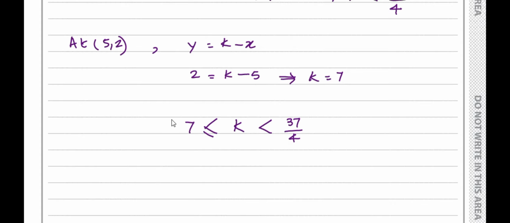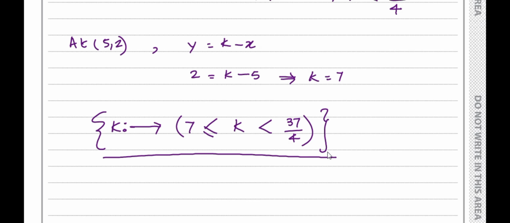Okay. So in order to put this in set notation, what we do is start that curly bracket, then put k, put two dots like this and put an arrow, and then put this inside a bracket and complete it. So that's it. That's the last part of the question.